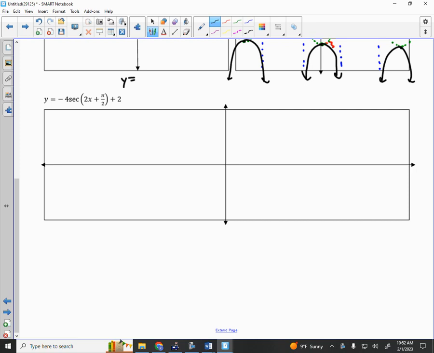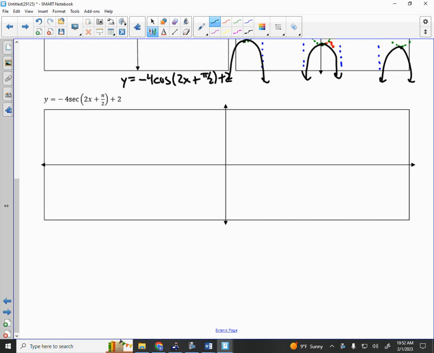You ever get frustrated, you show up to class, you're like, I already knew that. I don't think I learned anything new today. You do understand, you're learning new stuff all the time. Okay? May not like it. You may love it, but it's brand new. I'm going to start by graphing y equals -4 cosine of (2x plus pi over 2) plus 2.